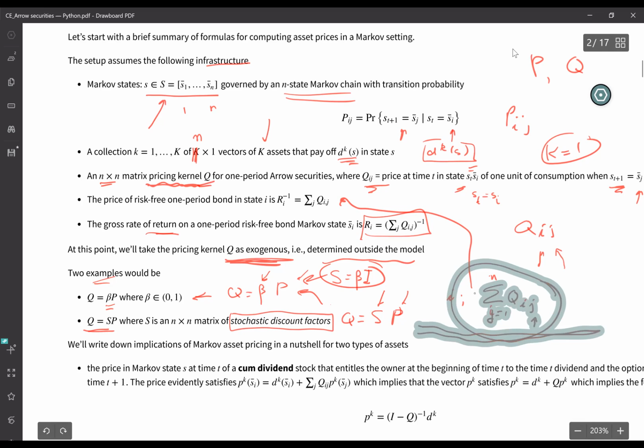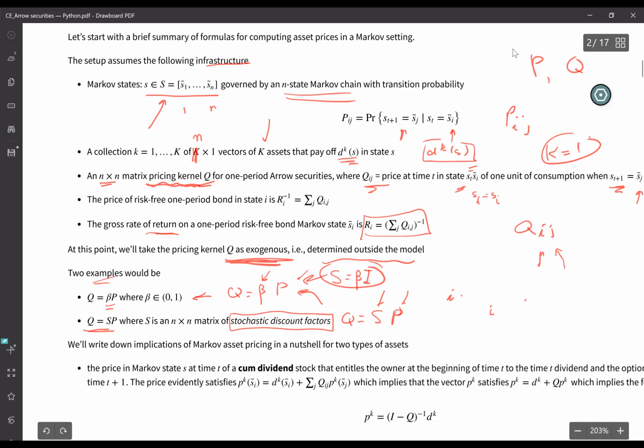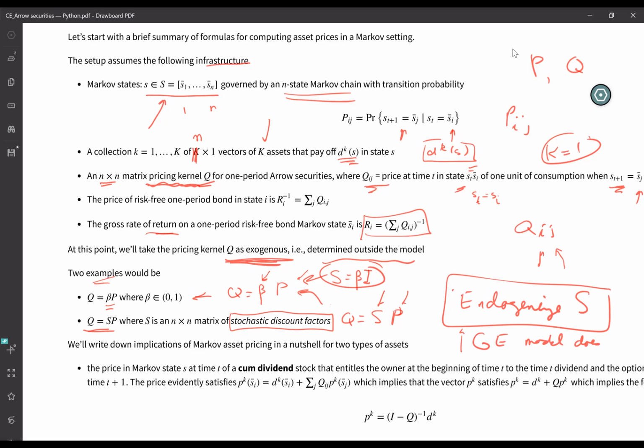I'm going to erase this because I need some room. We're going to endogenize S, the stochastic discount factor, because that's what the general equilibrium model does. It's going to endogenize that stochastic discount factor.